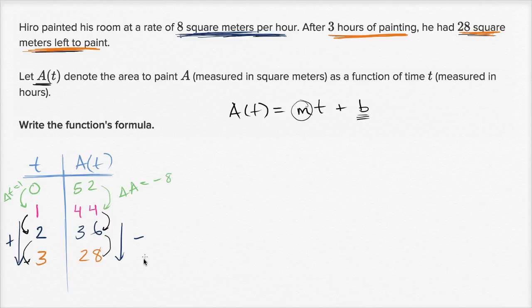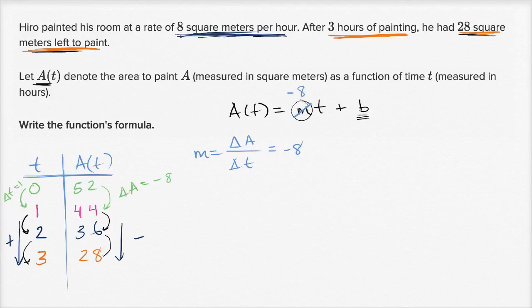But we actually already know both of these things. We know what our rate of change is. It is negative 8. I mean, we could say, well, what's our slope? Our slope is change in A over change in t. So our slope is just our change in our dependent variable over our change in our independent variable, which is equal to negative 8. They tell us that.